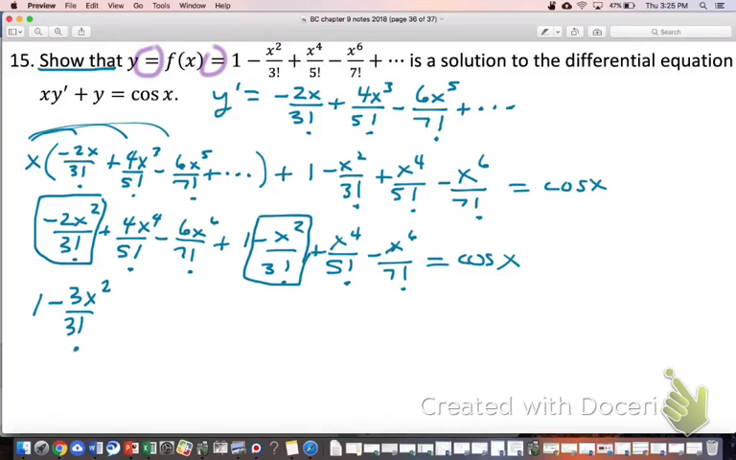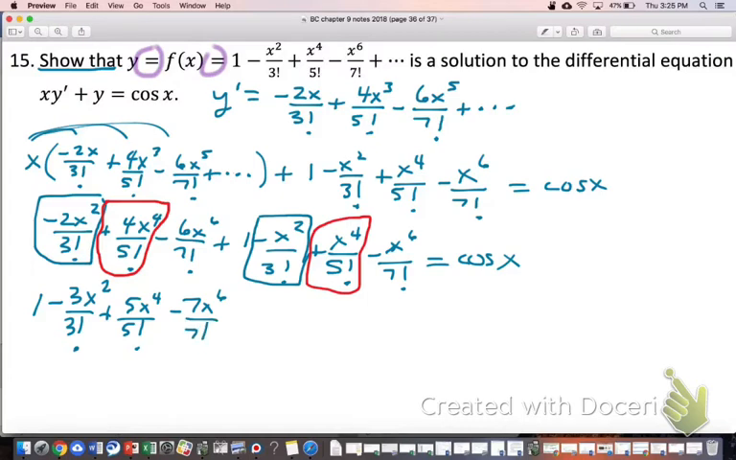The next thing I see as I move up the degrees here would be 4th degree. So that would be this one right here and this one right here. So I've got 4 of them on the left. I've got 1 of them on the right. If I add those up, I'm going to get 5 of them. So that would be plus 5x to the 4th over 5 factorial. And lastly, I've got my 6th degree terms. If I add those up, I'm going to get minus 7x to the 6th over 7 factorial. This is still supposed to be equaling cosine of x.